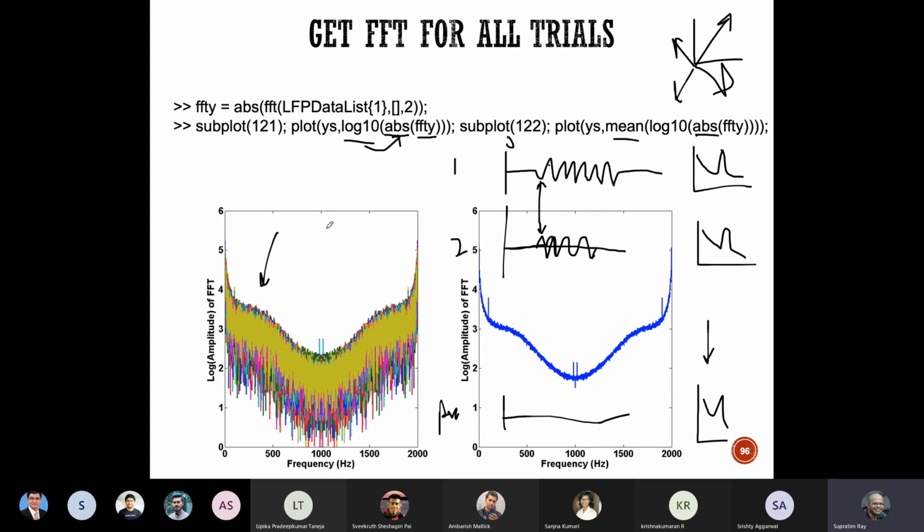Okay, so remember always that FFT has a phase and an amplitude, but whenever we show it, we always show the amplitude part. We don't really show the phase. We'll do some analysis about the phase, but it's a different type of analysis called coherence analysis that we'll do later on.